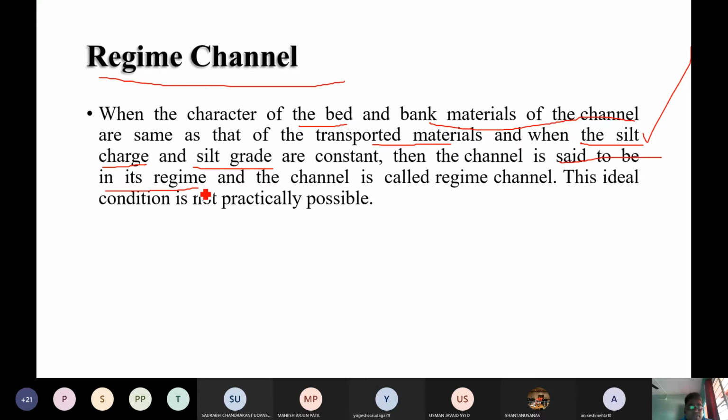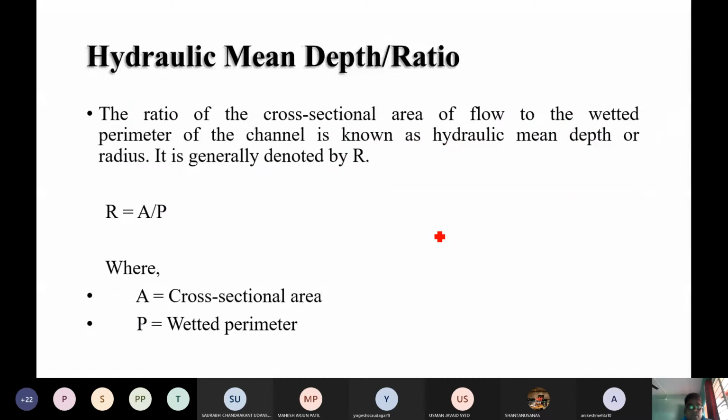So which channel do you call a regime channel? If the characteristics of the bed and the bank material remain the same, as well as the silt charge and the silt grade of the silt carried by the canal remain constant, then such a channel is called a regime channel. This ideal condition is practically not possible.